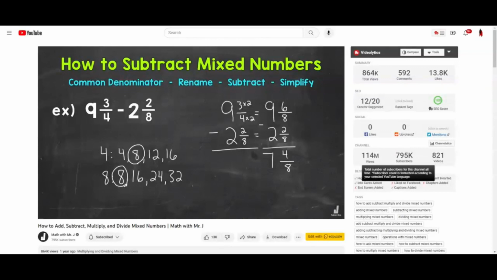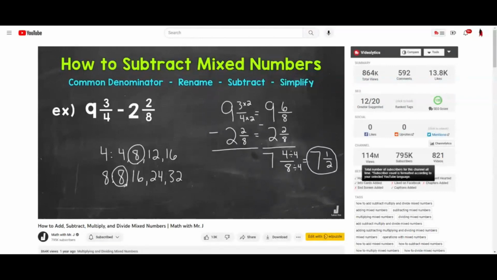Always look to see if you can simplify the fractional part of a mixed number. We can. 4/8 can be simplified. We have a greatest common factor of 4. So let's divide both of these by 4. And we get 7. 4 divided by 4 is 1. 8 divided by 4 is 2. So we get a simplified answer of 7 and 1/2.